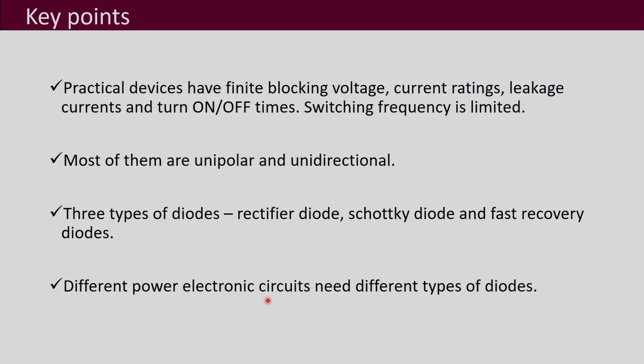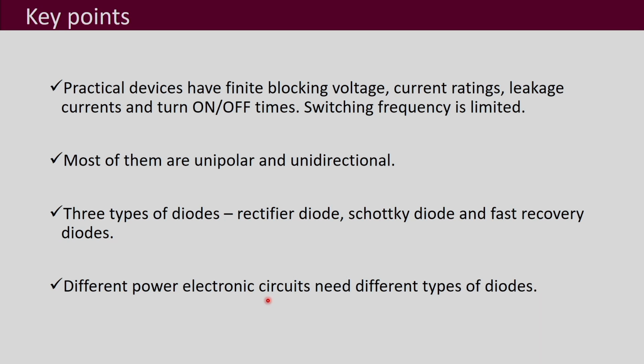So, what are the key points of this lecture? Practical devices have finite blocking voltage, current ratings, leakage currents and turn-on and turn-off times. So, the switching frequencies are limited in case of practical devices. You should keep this in mind, because when you first analyze a power electronic converter, you assume everything to be ideal. After that, when you are about to select your devices, you have to know that there are non-idealities. It is a practical device, it will have finite ratings of everything.